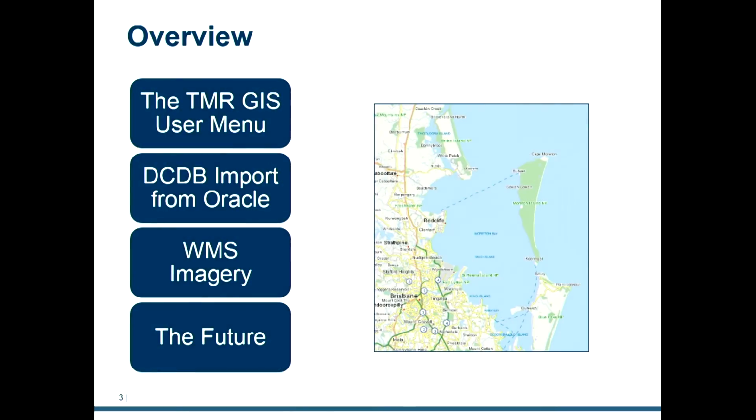Also, at around the same time, all of the Queensland Government imagery became available through a web mapping service, and this was very attractive to us instead of actually having to look at individual ECW tiles if you wanted to load an image. Today, I will cover the TMR GIS User Menu, the DCDB Import from Oracle, the WMS Imagery, and also some of the future directions we see we can use the GIS in 12D for.